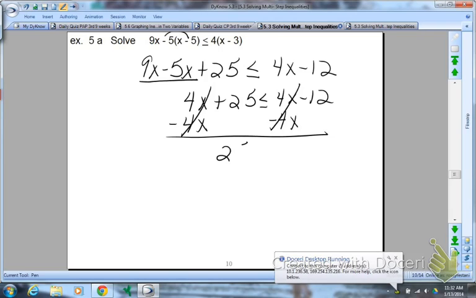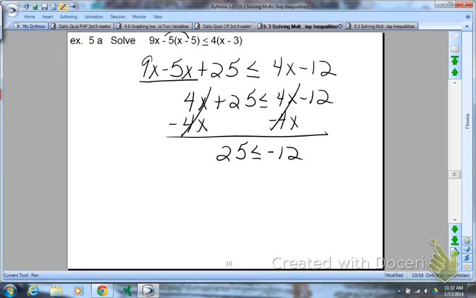So that's 25 is less than or equal to -12. Is 25 less than or equal to -12? That is a false statement, isn't it? So what is my answer? No solution. That means that nothing works. We can plug in any number for x up here, and it will never work. You will never get a solution. It will never be a true statement.